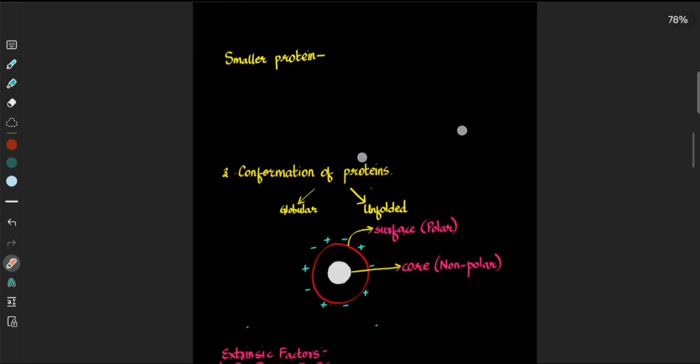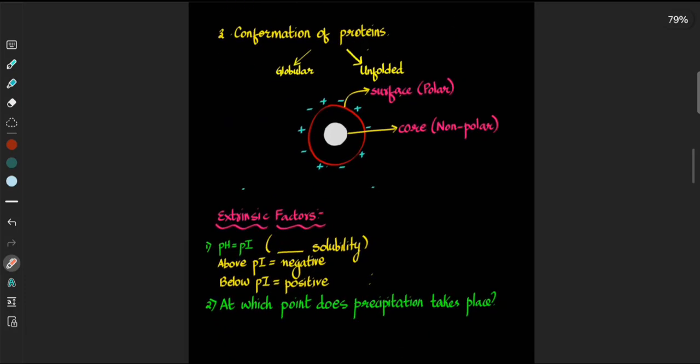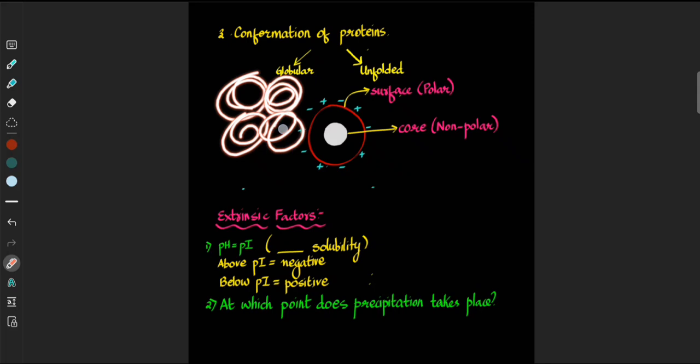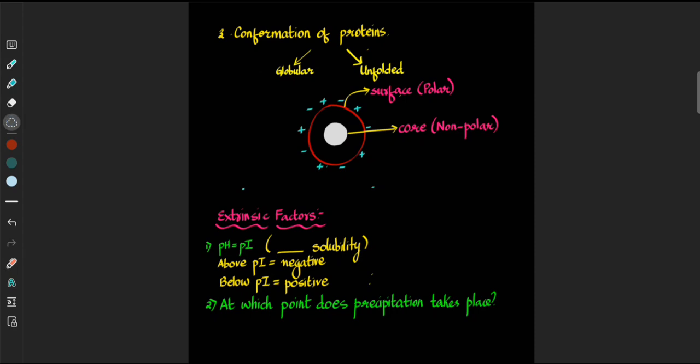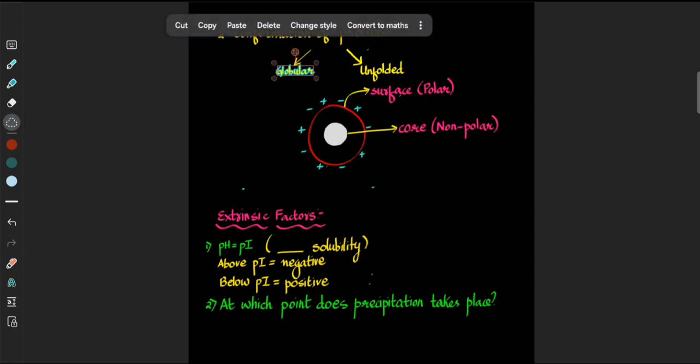And then the third one is conformation. So conformation means either it is in the globular form or in the unfolded form. Unfolded form means the primary structure, right? And then globular form means the tertiary and the quaternary structure together, right? As we have already studied in our previous video on hemoglobin, what exactly is a globular structure. So let me just make it bigger.